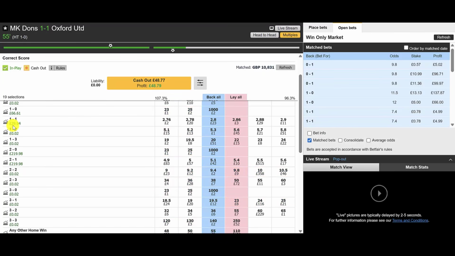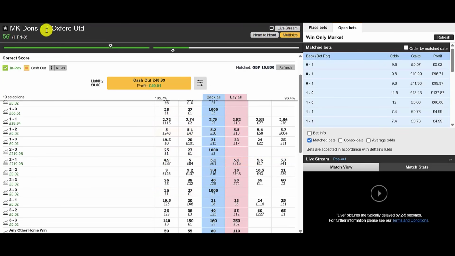Okay, so current scenarios, it remains 1-1. We land the £29 of profit. MK Dons take the lead, we could potentially increase that profit. The worst case scenario is Oxford taking the lead, and then that would obviously kill everything, but we would be break even. So break even's not always the worst thing. Anyway, let's see what happens. It's going to be curious to see what happens next.